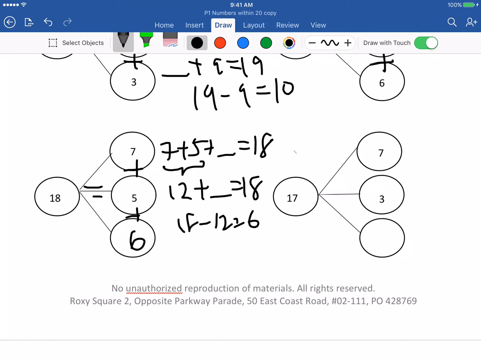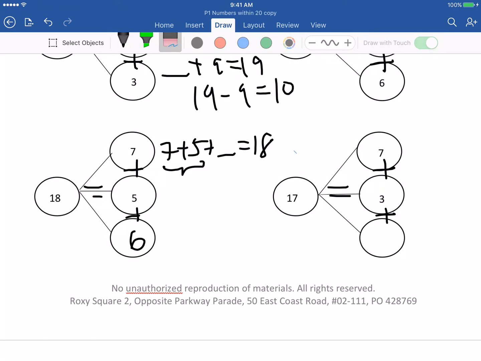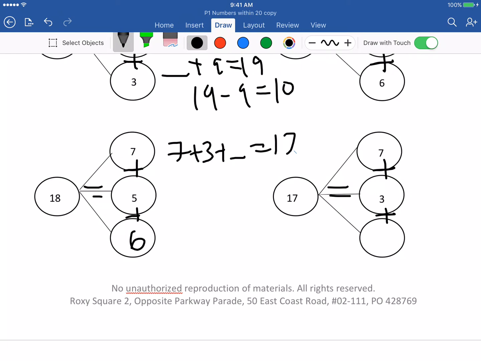Okay, next example. 7 plus 3 plus blank will give you 17. So let me erase some working. So 7 plus 3 plus blank is equal to 17. So 7 plus 3 is actually equal to what? 10. 10 plus blank equals 17. What's blank? We just do 17 minus 10, which equals 7.